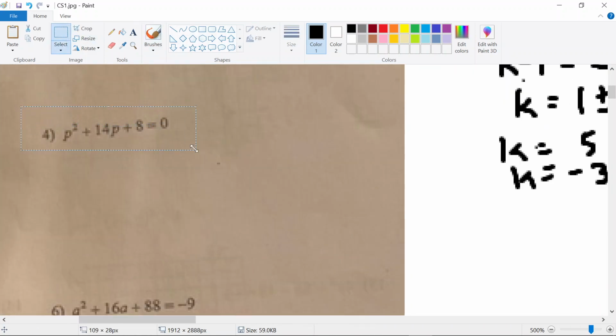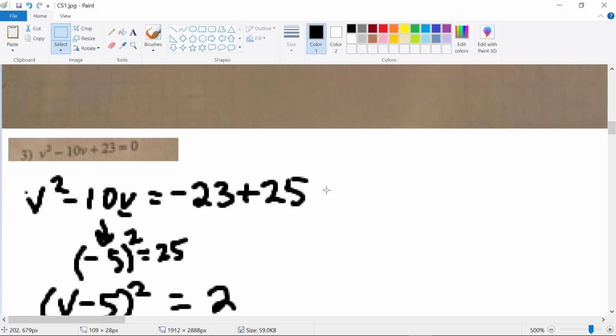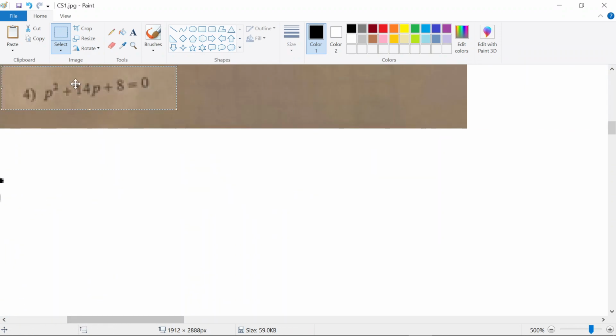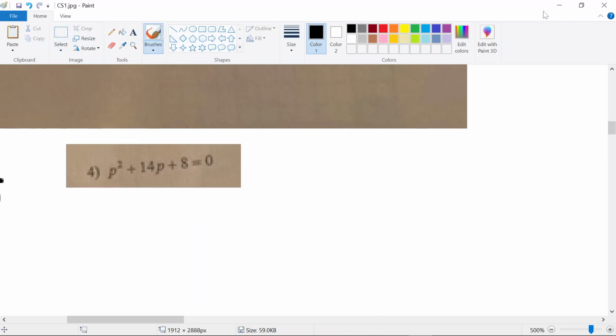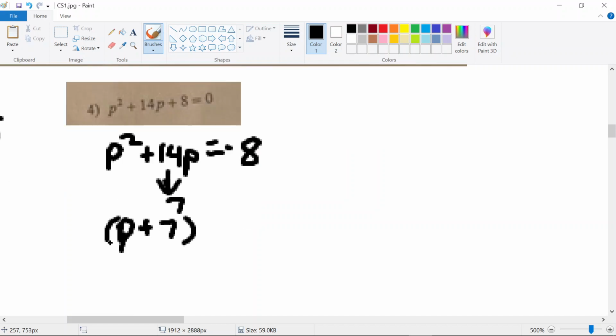p squared plus 14p plus 8. We're just doing them one after the other. You're watching. p squared plus 14p plus 8 equals 0. I will subtract 8 from both sides. p squared plus 14p equals minus 8. Half of the coefficient of the non-squared term is 7. So I'm going to put that in parentheses with the variable, and I will square it. And then I'm going to square that 7 and add it to the other side. 49 minus 8 is 41.